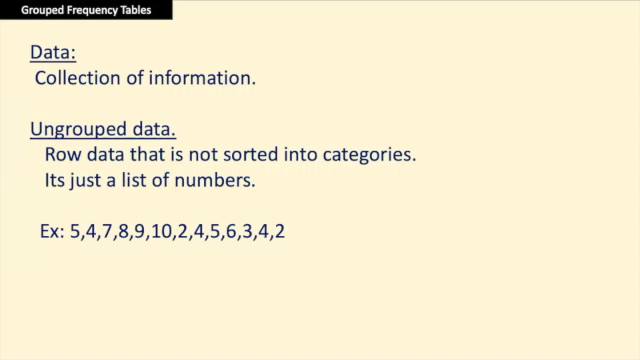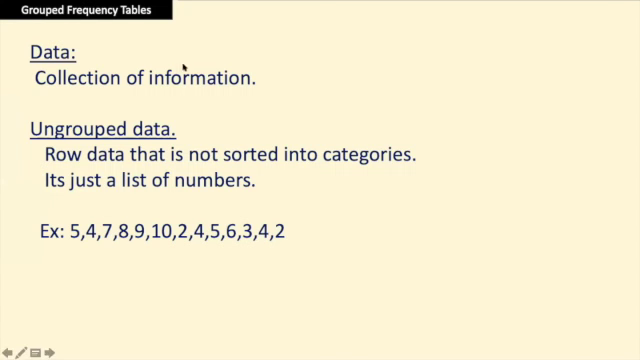First of all, let us see the meaning of data. Data is a collection of information. It can be numbers, letters, or any other symbols. And a collected data can be categorized into two groups, grouped data and ungrouped data.